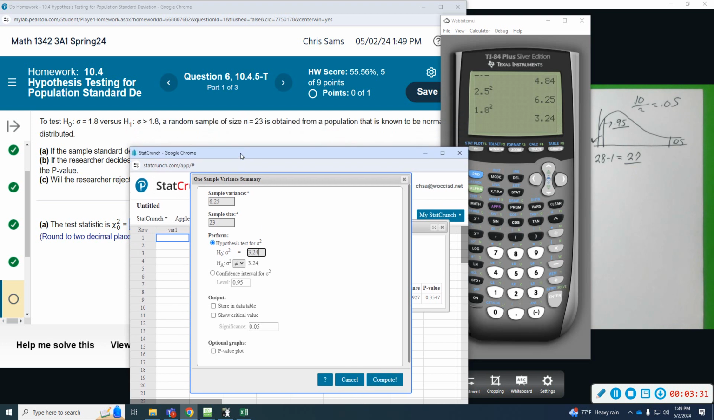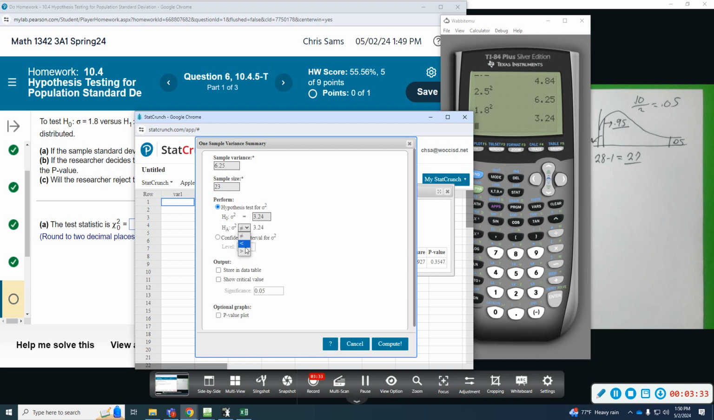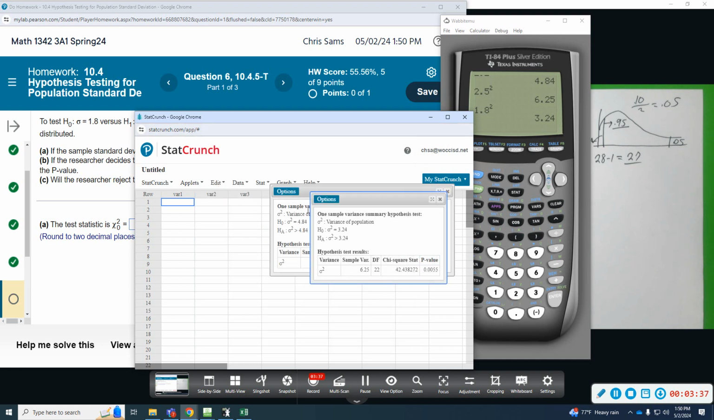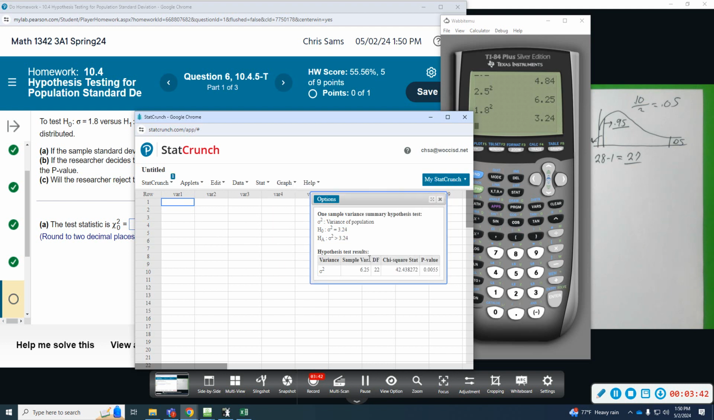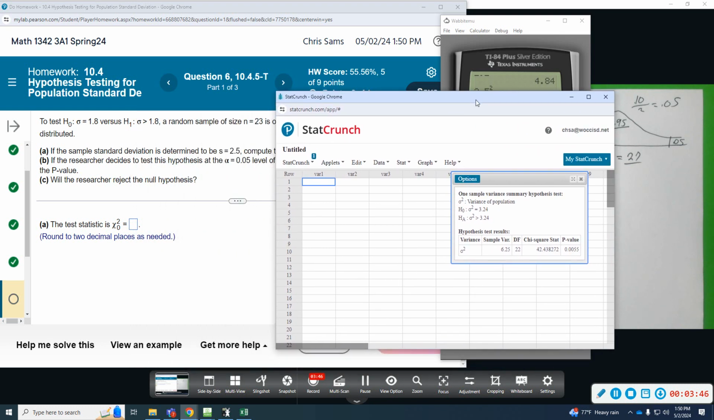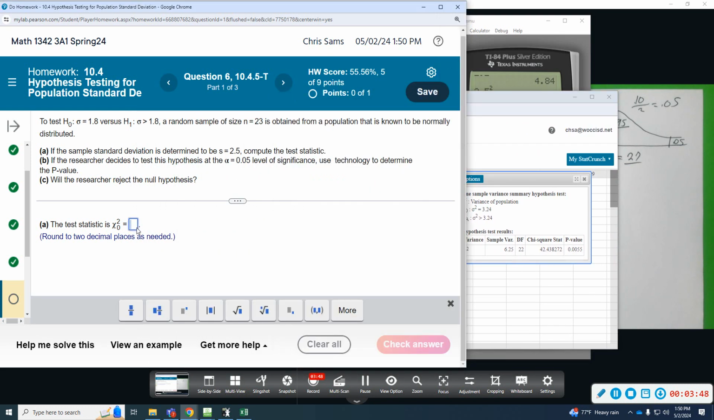And we are testing greater than. Compute. Let me close this one up. We get 42.44.